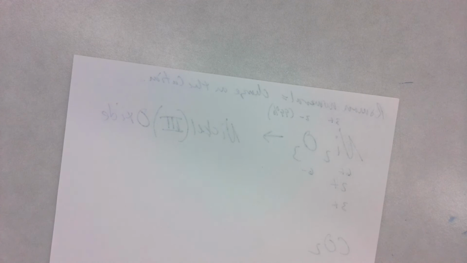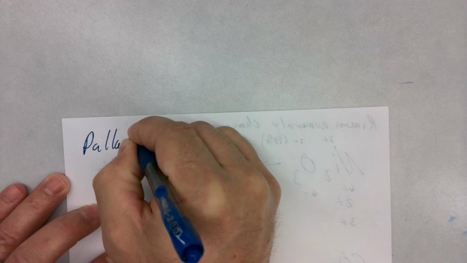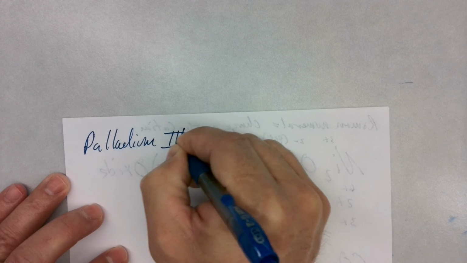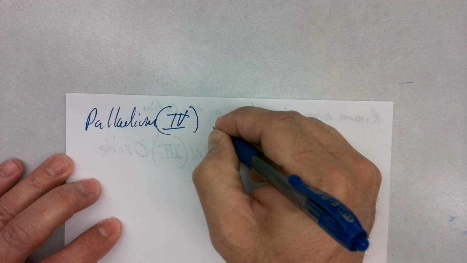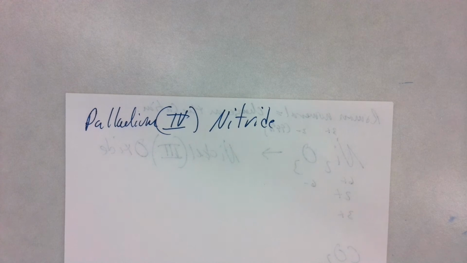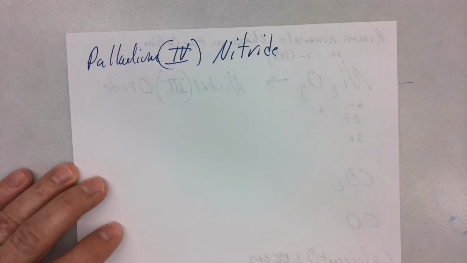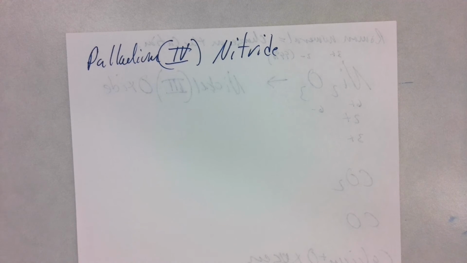Okay, let's do this. What if I give you the name and see if we can go backwards? Give me the formula. Let's do that. I'm going to give you this. I'm going to go palladium 4, Roman numeral IV, nitride. Palladium 4, nitride. Okay? Let's see if you can give me the formula when I give you the name.